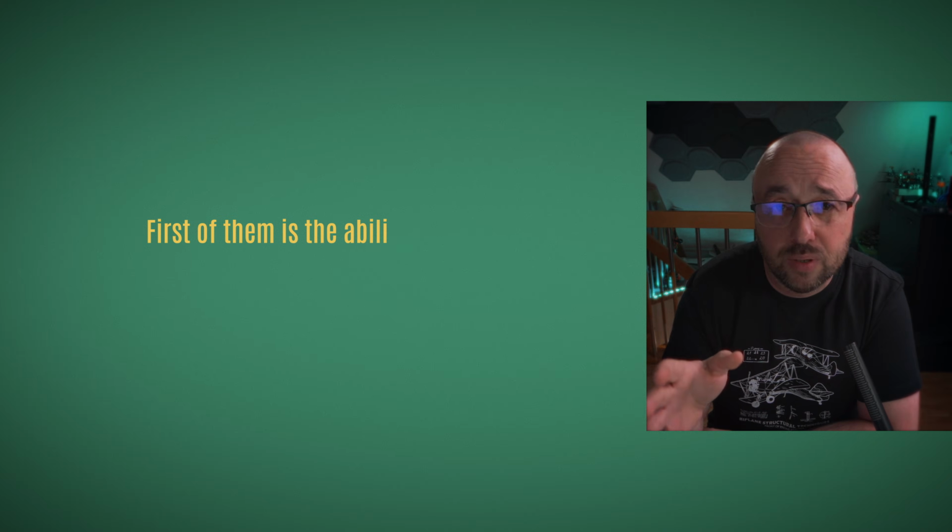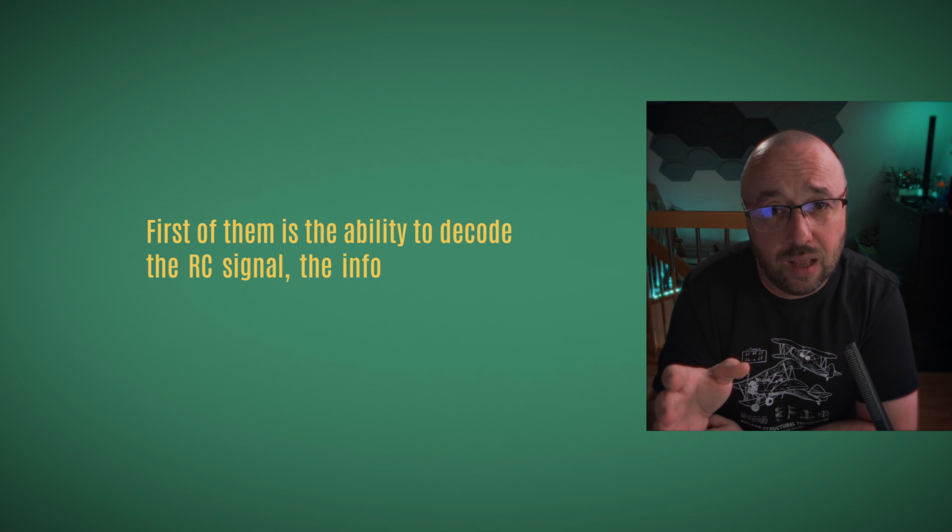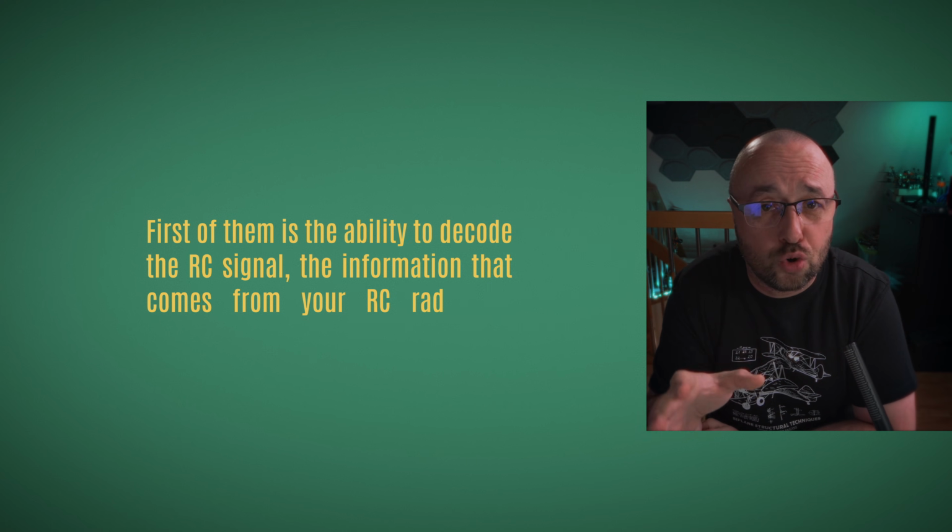The most basic question is what a flight controller does. One might say that it's controlling a flight. But don't you think that this is too recursive an answer and the truth lies somewhere else? The flight controller provides two basic functionalities. The first of them is the ability to decode the RC signal, the information that comes from your RC radio. We have different radios and different receivers, and the flight controller has to be able to understand them all.